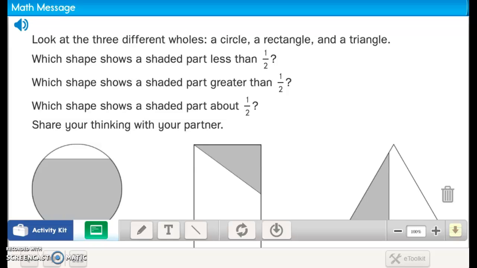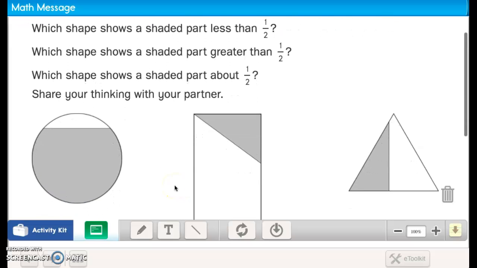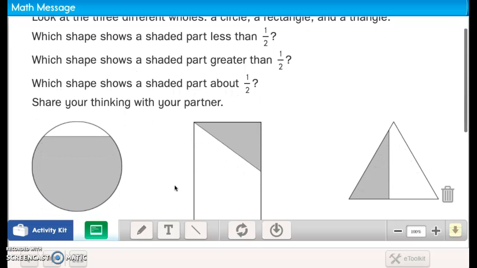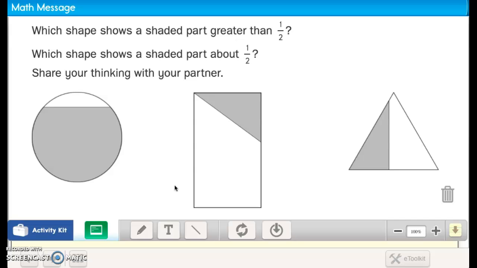Okay, today we're going to start with our math message, and you can find this on Everyday Math Online on slide 1. Look at these 3 different shapes. There's a circle, a rectangle, and a triangle. Which shape shows a shaded part less than half? Which one is shaded less than a half?